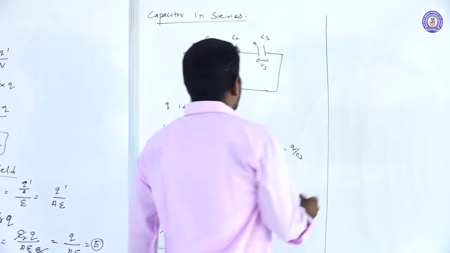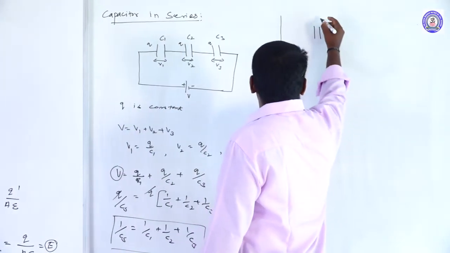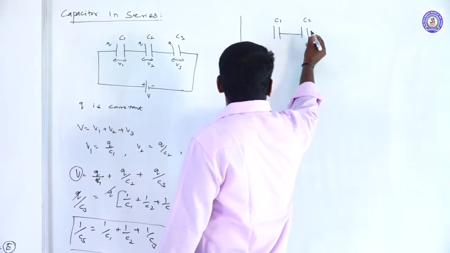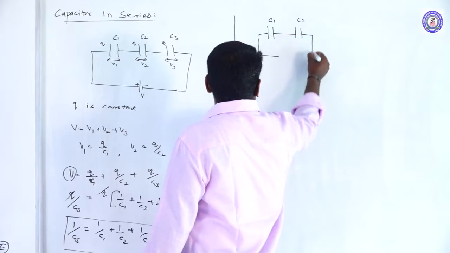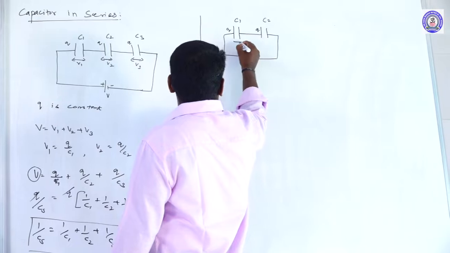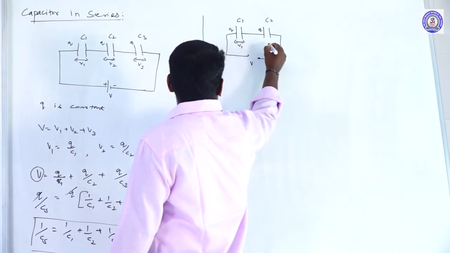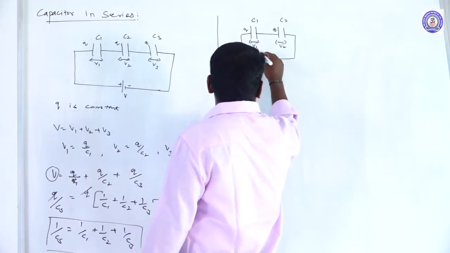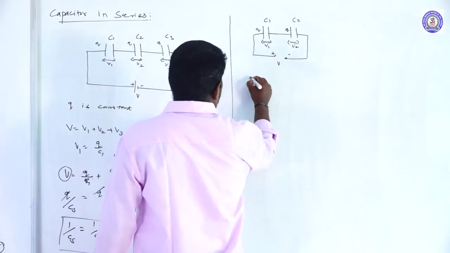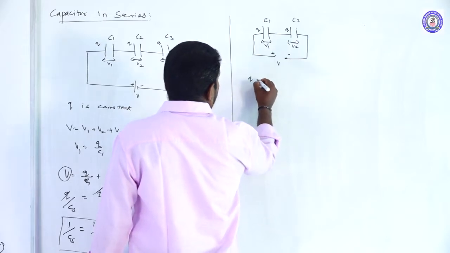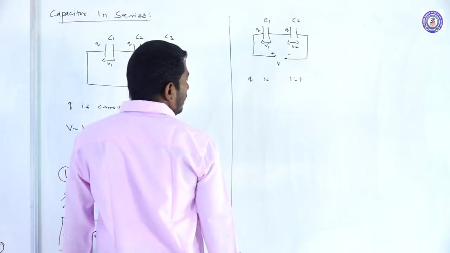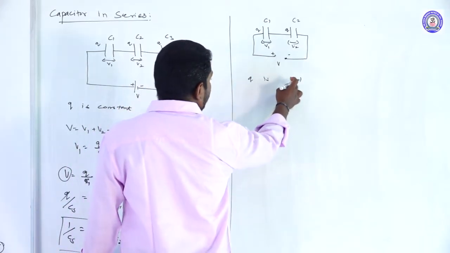So, here there are two capacitors with different capacitances C1, C2 connected in series across the potential difference V. So, the charge on each capacitor remains constant, but the potential differences across the two capacitors are V1 and V2. Then the ratio of charge on the two capacitors is 1:1, because the charge on each capacitor remains constant. The ratio of charge on the two capacitors is 1:1.